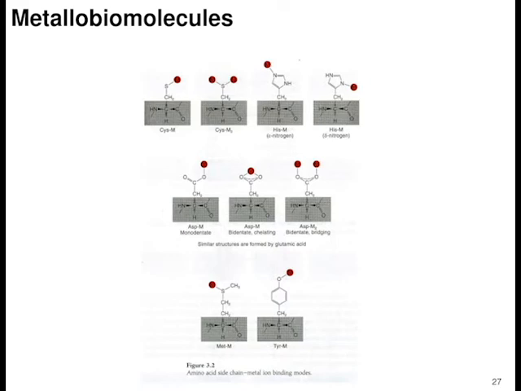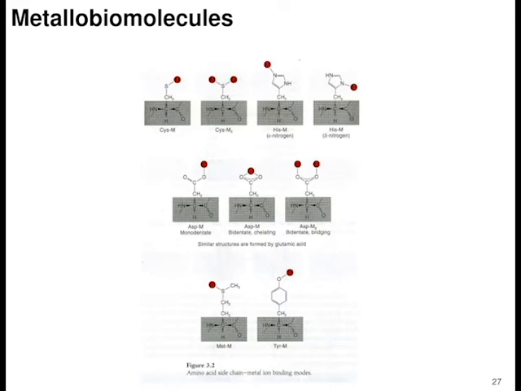So the binding mode of amino acids: how the N, O, S donor atoms coordinate to your metal center. These are the various binding modes of NOS containing amino acids. Okay, these are the important ones that you encounter. So you can put a tick there.